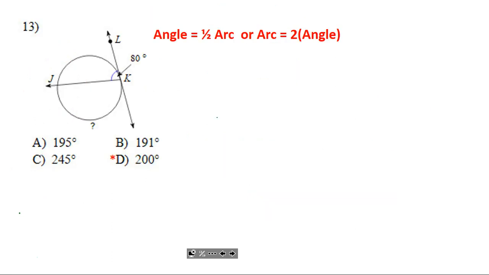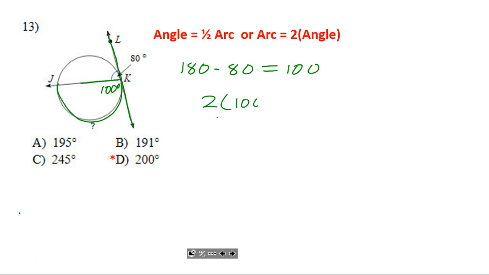This one says the angle is half the arc, or the arc is 2 times the angle. Well, the first thing I noticed is I got a line right here, and this angle is 80, which means the other part of the line is 180 minus 80. That's 100. So this right here is 100 degrees. And we know that the arc right here is 2 times the angle. So we're going to do 2 times 100, which is 200 degrees.